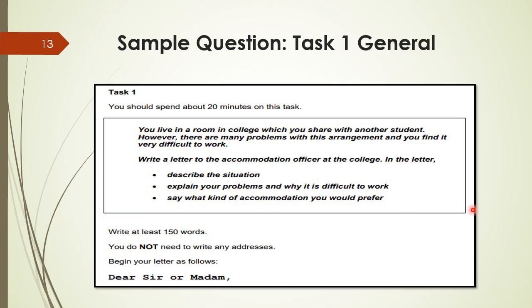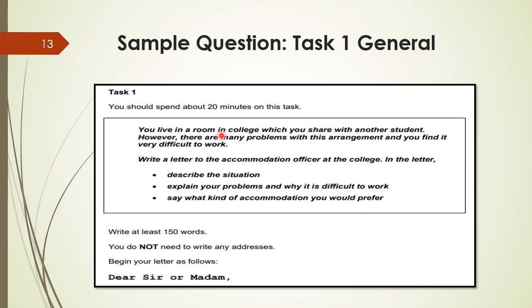Right, here we go. Task 1, general training. You should spend about 20 minutes on the task. As I mentioned earlier, divide your time into planning, actual writing and proofreading. You should apply that on every question, so I don't have to go over that again.